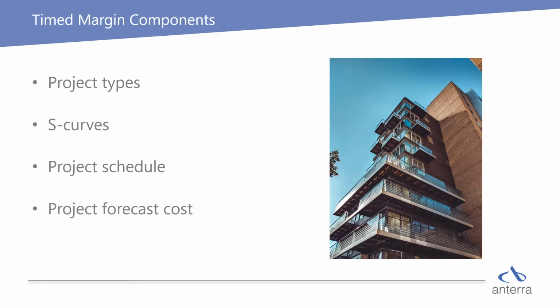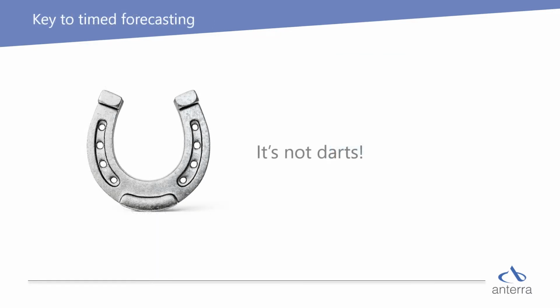The key to cash flow forecasting is that it's horseshoes, not darts. You don't need to do a highly detailed forecast. Your goal is to predict cash surpluses and deficits. Spending a bunch of time deciding if you will bill 8 or 9% of your contract value 6 months from now simply isn't worth it.